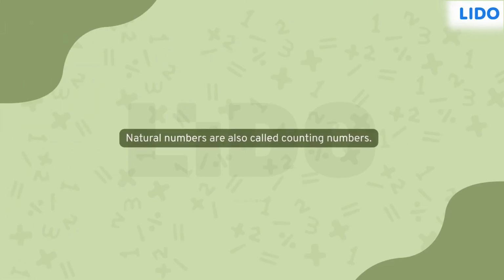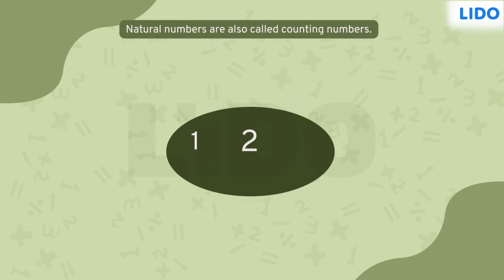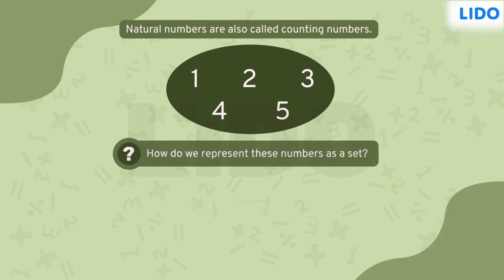Hi there! We know that natural numbers are essentially called counting numbers because they are used for counting. Let's consider the numbers 1, 2, 3, 4 and 5. How do we represent these numbers as a set? Note that while writing a well-defined set, we cannot write it in a disorganized way. There are a lot of defined ways in which we can represent sets.